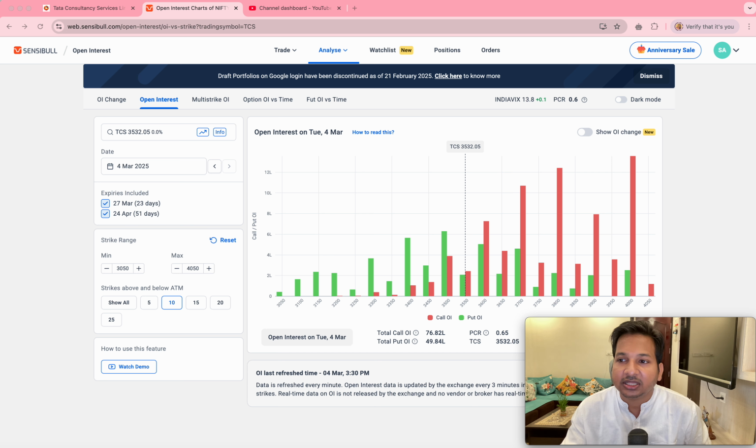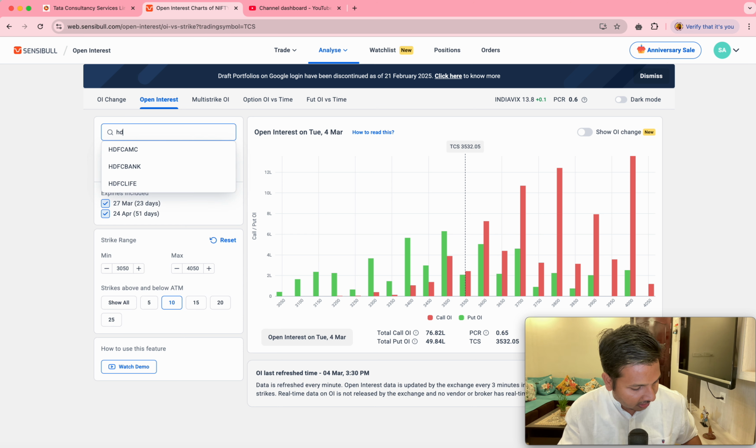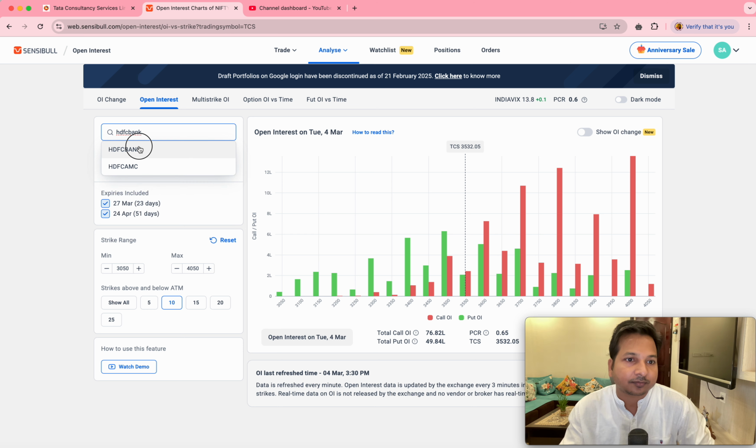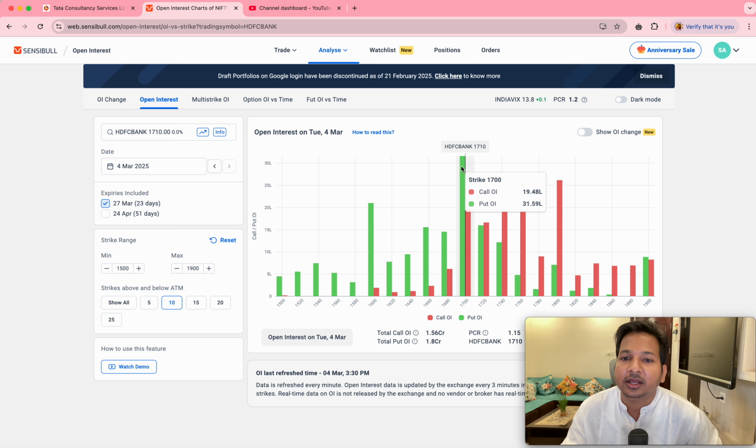Now select some other stock to understand the other side, how it looks when the stock can go up. So HDFC Bank, if you search, here you see that the green color tower is very big. Then you can analyze that at 1700 there is very high put OI, put open interest. So it shows that 1700 is a very strong support for HDFC Bank and the resistance is at 1800. So the stock can go up to 1800 and then it will test 1800.